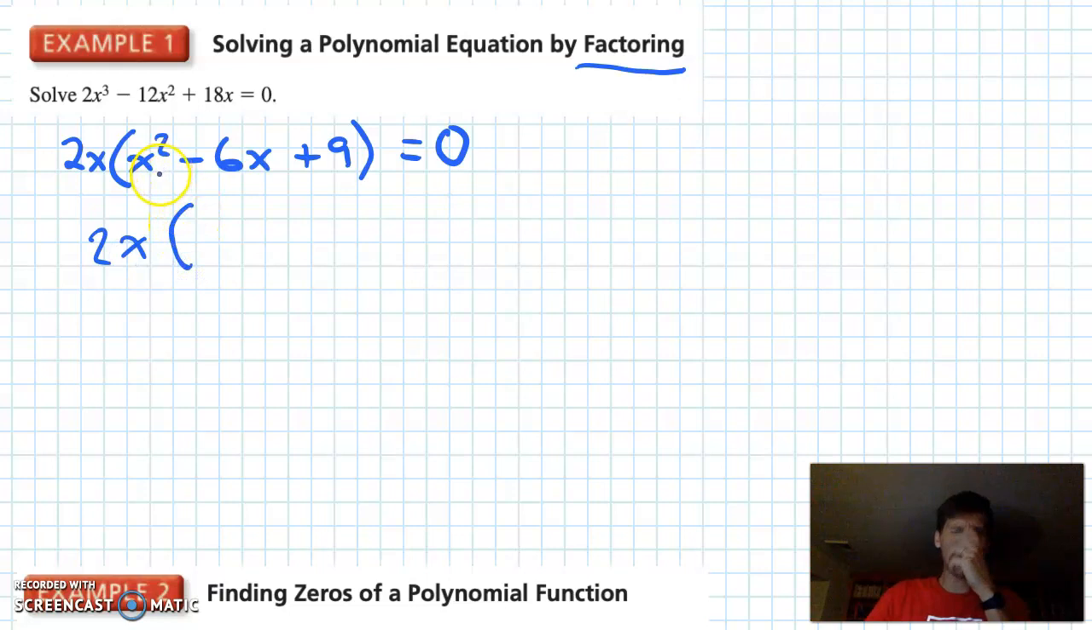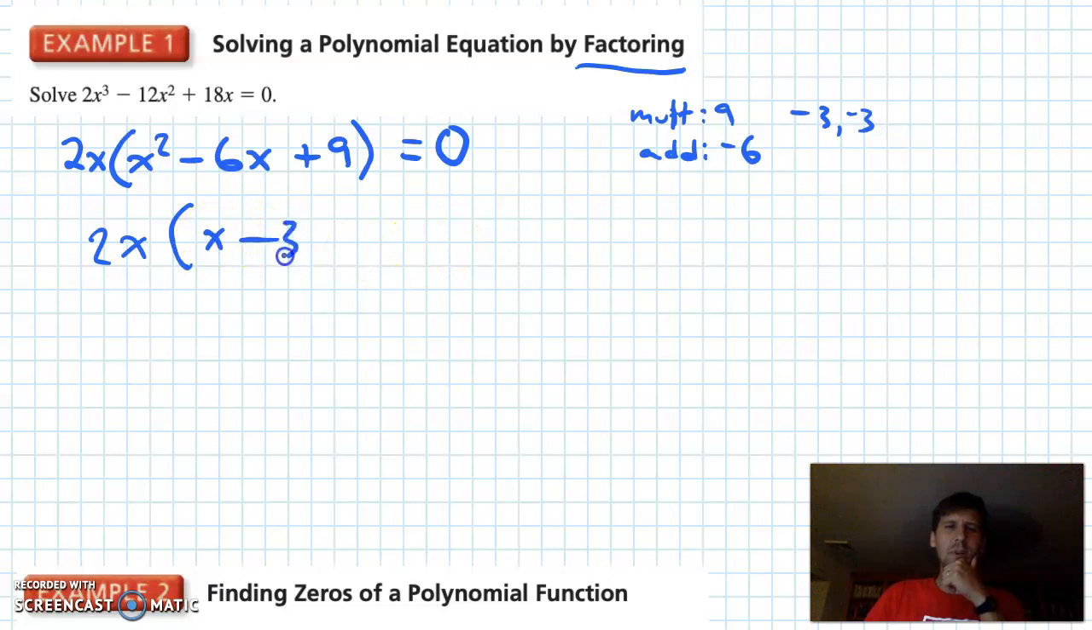So what are the numbers? Sometimes I like to think of it this way. What two numbers multiply to 9 and add to negative 6? Well, some of you, I can hear you yelling through the screen, negative 3 and negative 3. So I could factor as x minus 3 times x minus 3, or x minus 3 squared.